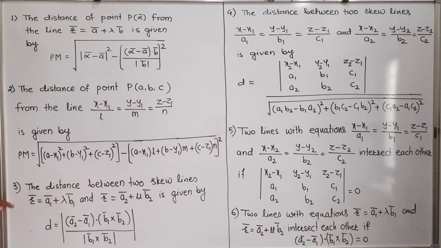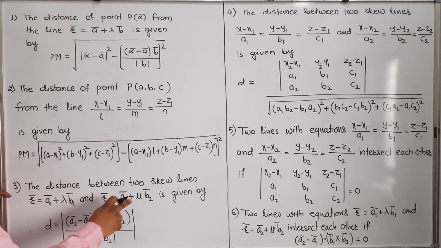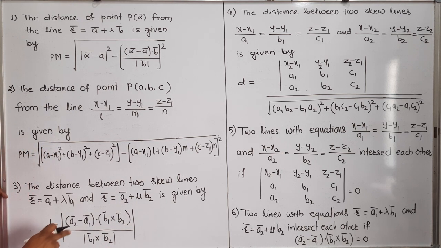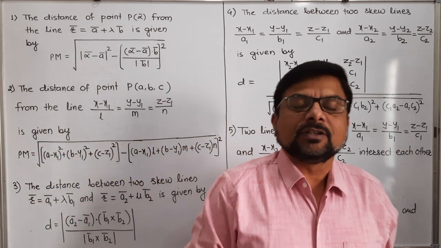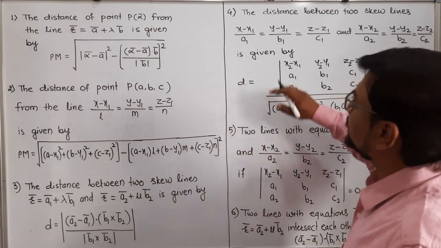Got it? Now the third one, the distance between two skew lines. The distance between two skew lines r vector is equal to a1 plus lambda into b1 vector and r vector is equal to a2 plus mu into b2 vector is given by d is equal to mod of (a2 minus a1) dot (b1 cross b2) upon magnitude of b1 cross b2. This is the distance between two skew lines. The skew lines are nothing but the lines which are neither parallel nor intersecting.